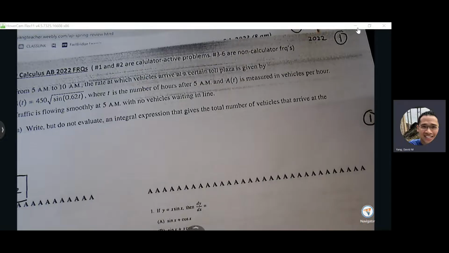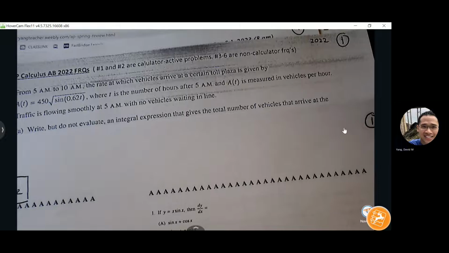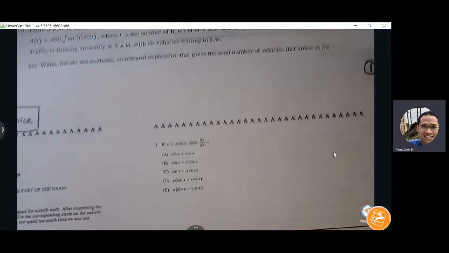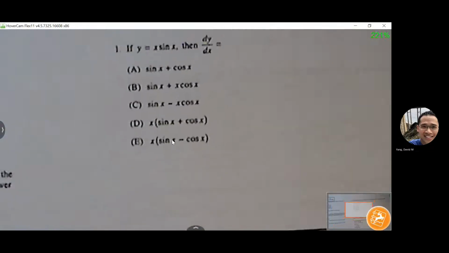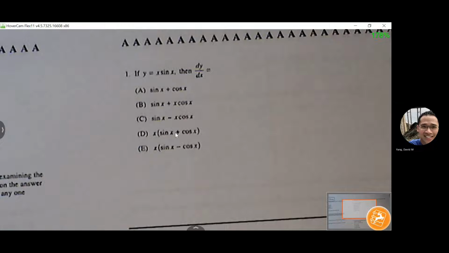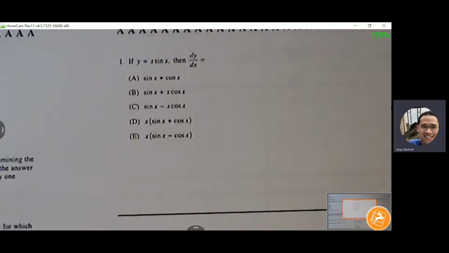Okay, so starting with page 1. Okay, x sine x, need the derivative rule for sine, but also the product rule needed.